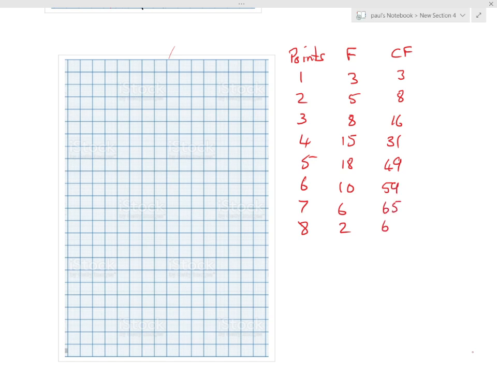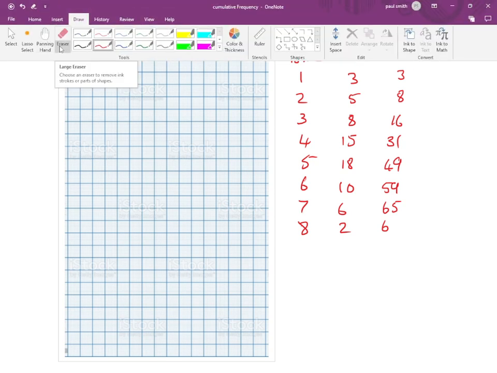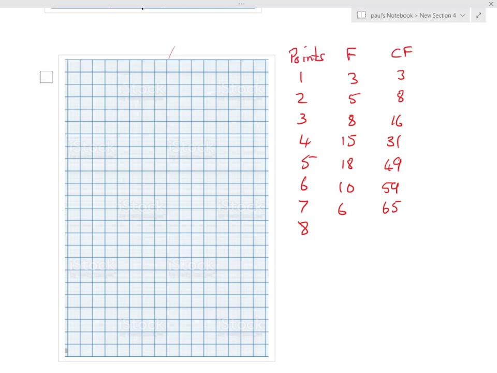65, and 60. So what I'm going to do is make a tweak to that so that I end up with 68, an even number for my total. So let's draw the graph. So we're going to have this and this on there. So this is our cumulative frequency, and we're going up to 68.